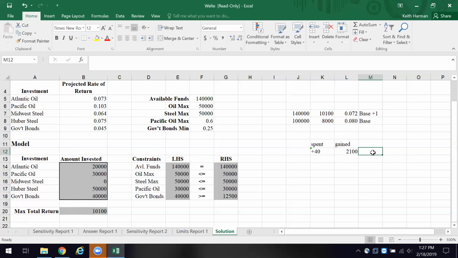All right. So we spent $40,000 to make $21,000. And you can see the percentage return goes down, but it's going down because there's an increasing amount of money going into the government bonds. And so we might have to rethink some of these assumptions. So I want to take a few minutes and go through this case, this Welty case.